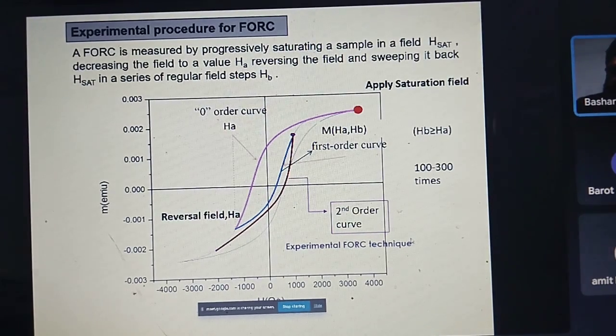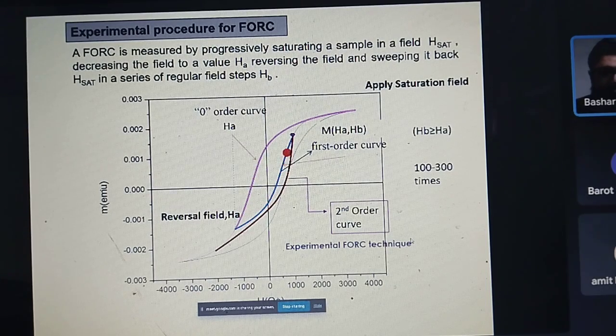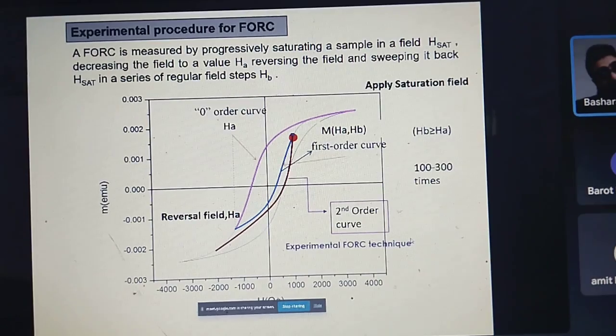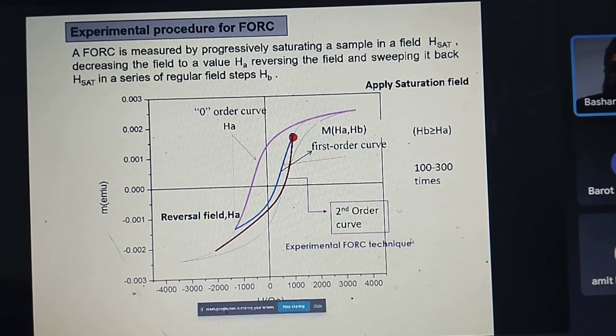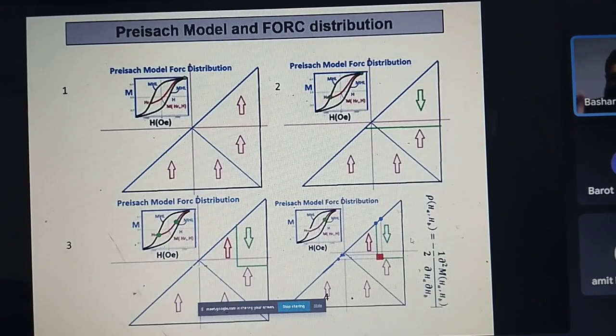So once again, try to understand this way of saturating a sample. We are reducing the magnetic field, but we are not going to the full reversal. At one point, we are reversing back and once again saturating our sample. So let's see what happens when we do this, and try to see from this model what is actually happening.